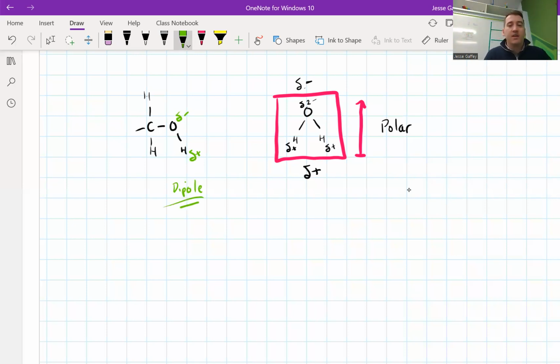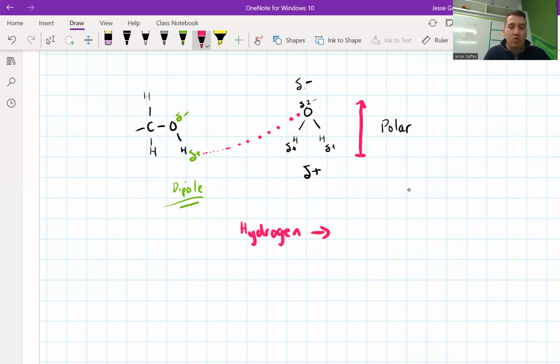And now what happens is if we introduce it into water, we mix it with the water molecules, well, as you can see, the water molecules' delta negative oxygen will be able to hydrogen bond with a delta positive hydrogen. So remember what hydrogen bonding is. Hydrogen bonding is an intermolecular force, and that's why I'm drawing it between two molecules. It's an attractive force, so it's sticking them together.